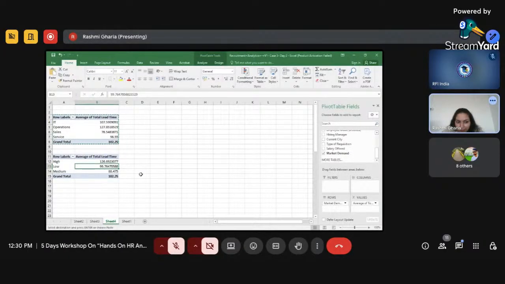Yes. So if I talk about this data, being a recruitment manager, what kind of insights have you got out of it? What kind of insights have you got?